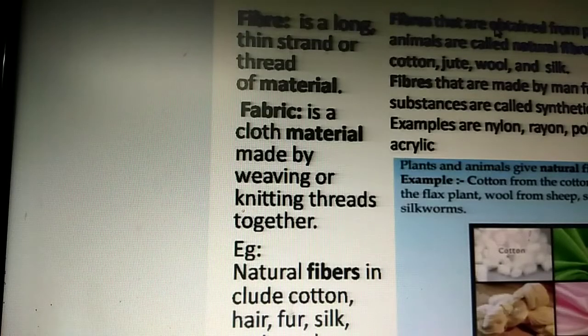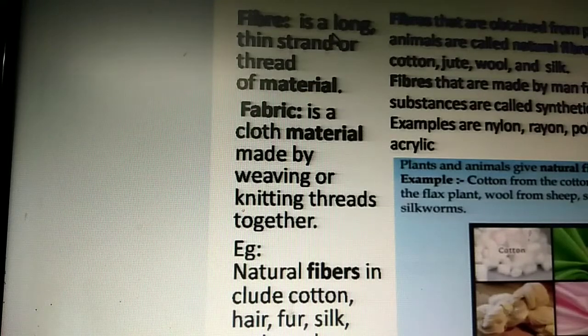Coming to fiber to fabric. What is fiber? We discussed. It is a long thin strand or thread of material, a hair-like structure, which is obtained from sources, either animal or plant. It is called fiber.